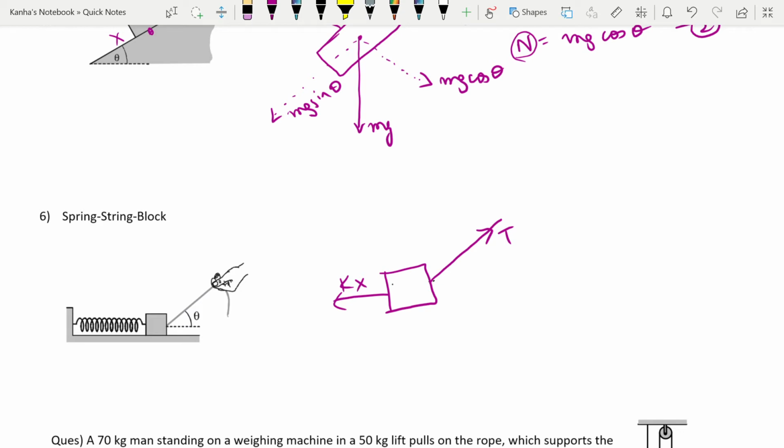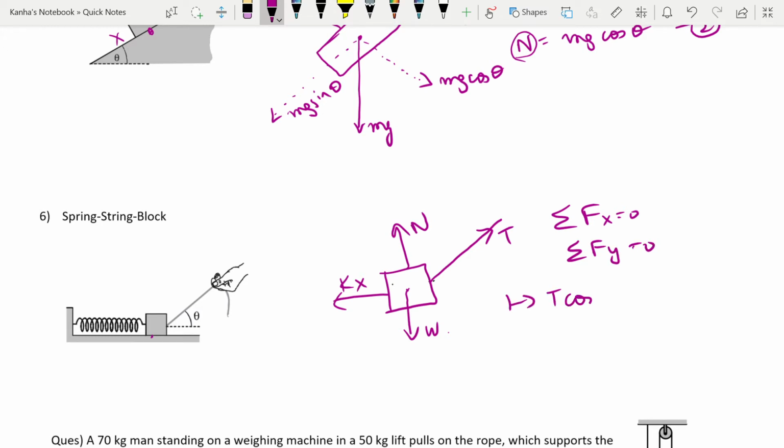Now you have this body and there is one more contact, so I will have a normal reaction. After the contact forces are done, I have to mention the non-contact ones. My non-contact one is my weight. Then you have the simple thing again: summation of Fx is equal to 0, summation of Fy is equal to 0. That implies I can easily write my equations as T cos theta is equal to kx and T sin theta is equal to mg.